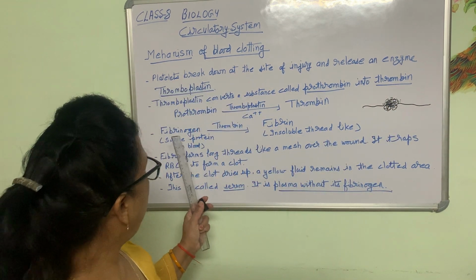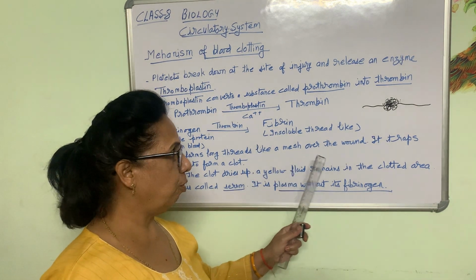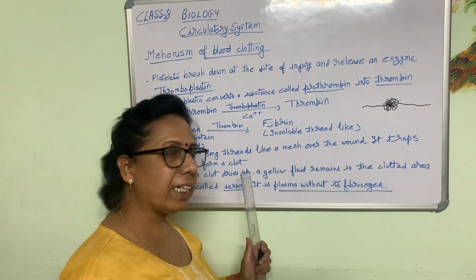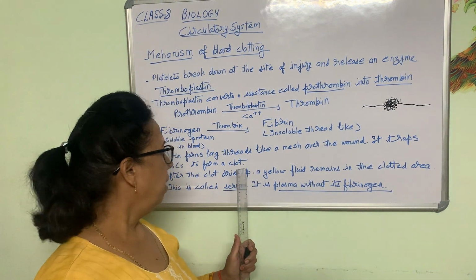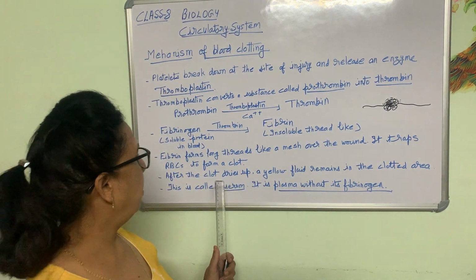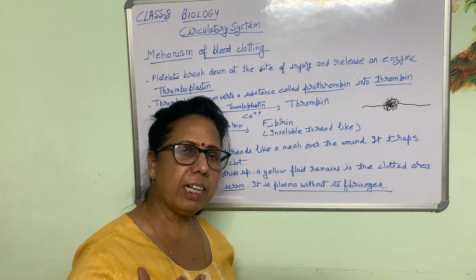The fibrinogen changes into fibrin. Now this fibrin forms a thread-like mesh over the wound. It traps RBCs to form the clot. RBCs or blood corpuscles come and get entangled in it. When the clot dries, a small amount of yellow-colored fluid, the plasma part, comes out.